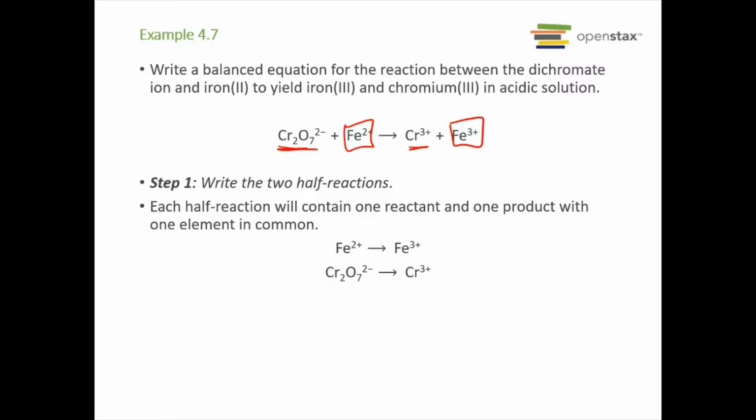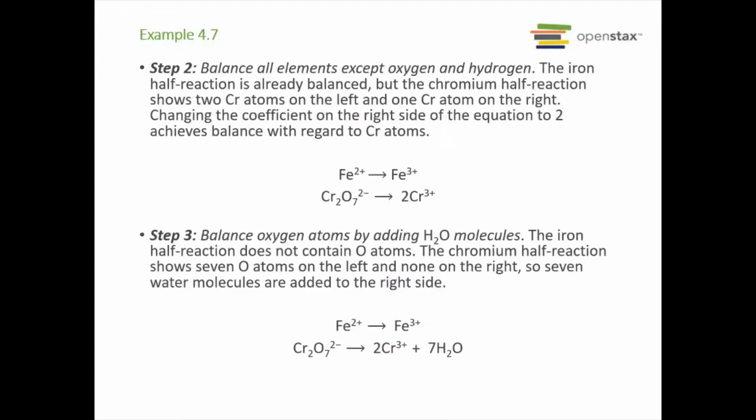Each one has a reactant and a product that have an element in common. So I have Fe2+ becomes Fe3+, and Cr2O7 2- becomes Cr3+. So these are my half reactions. My next step is to balance all elements except oxygen and hydrogen. If we look at this, the iron atom numbers are already balanced. I already have 1 iron on each side. But for the chromium, notice I have 2 chromium on my reactant side and only 1 on the product. So I need to add a 2 in front of Cr3+.